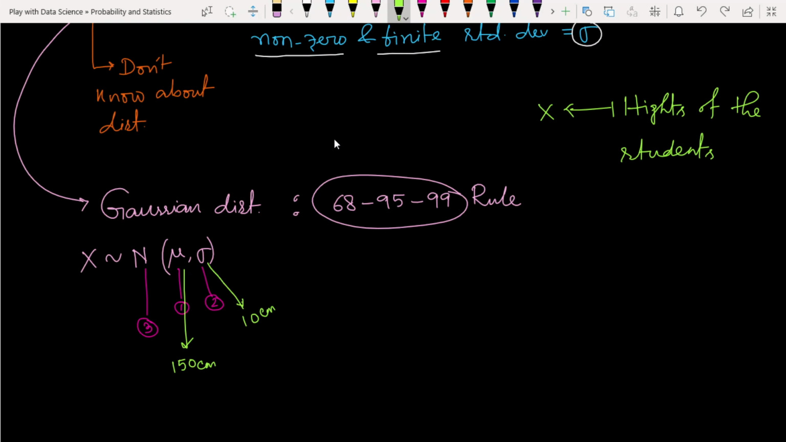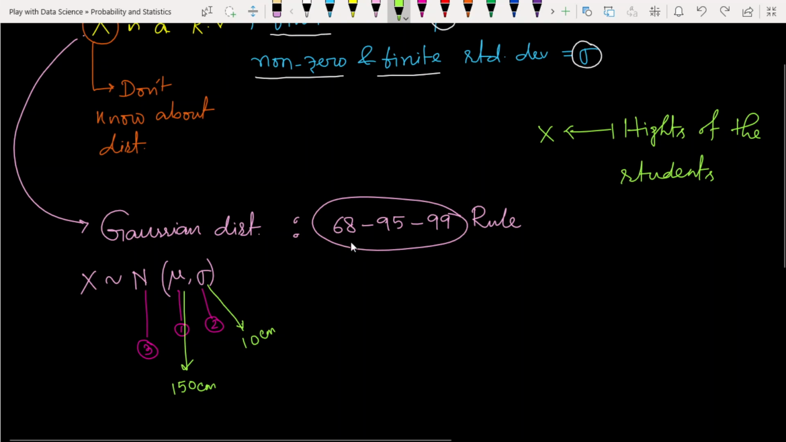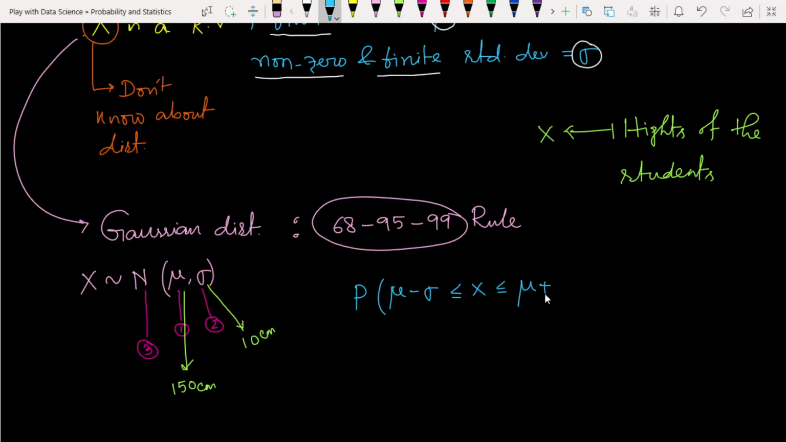So what does the 68, 95, 99 rule say? The rule tells us about the probability that mu minus sigma is less than or equal to X, which is less than or equal to mu plus sigma. That means I have taken the first standard deviation. About 68% of the points are contained in this range. Let's draw this.